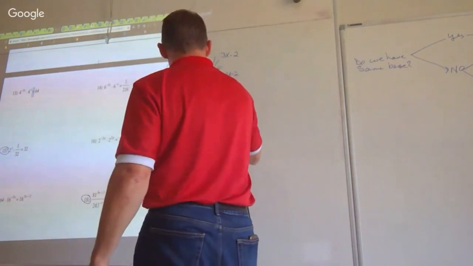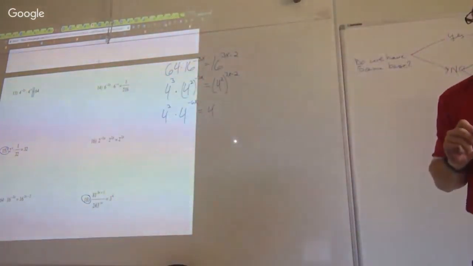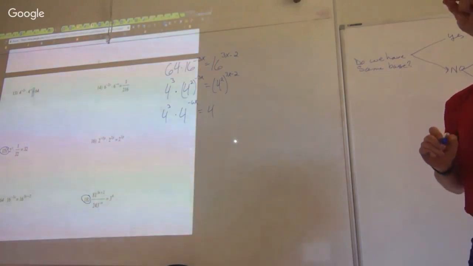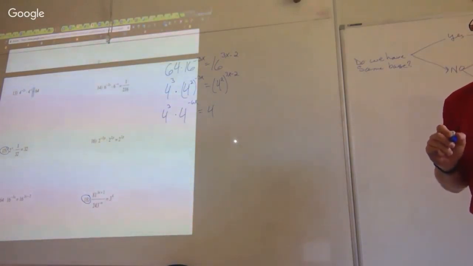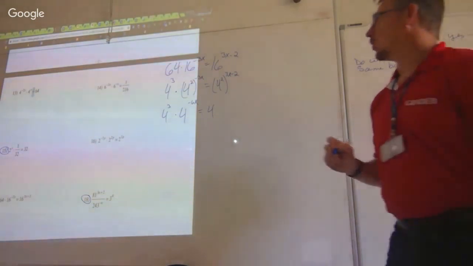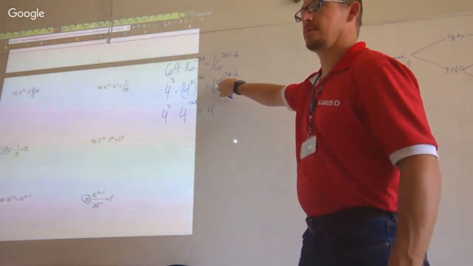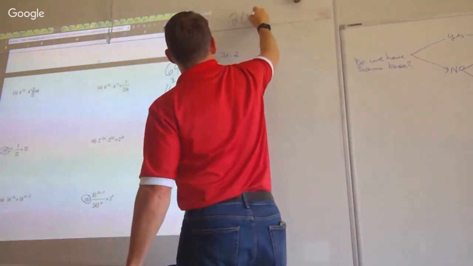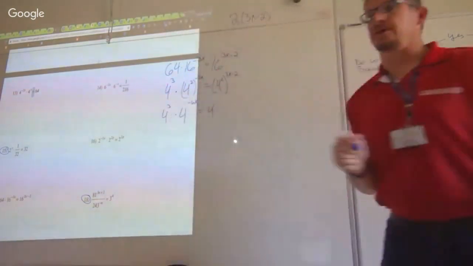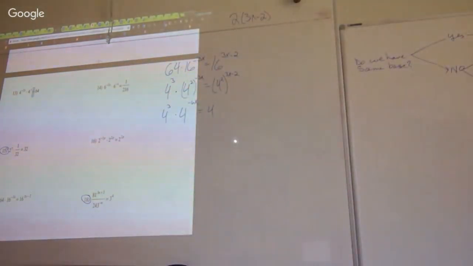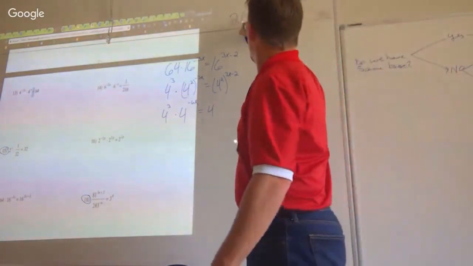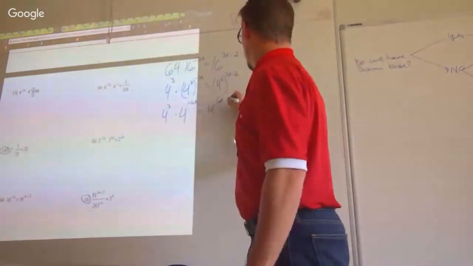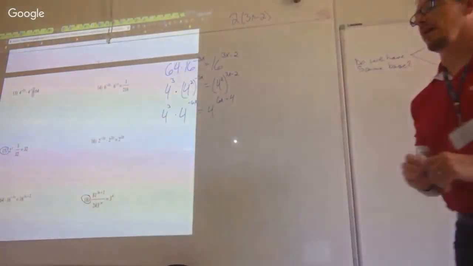This one's the challenge. This one becomes 4 to the what? 4 to the 3, so close. 4 to the 3x. What do we do with these powers? Multiply them. So we got 2 times 3x minus 2. What is that property? Distributive. So 6x minus 4, not minus 2. Be careful.